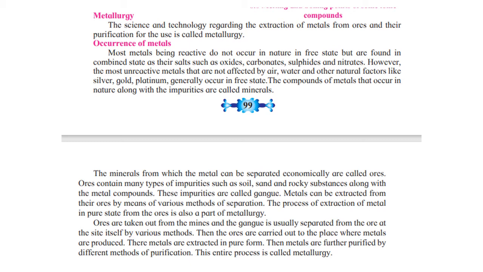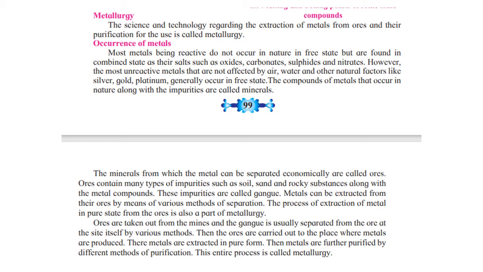Now what this means is, say for example, if you take soil of any place, it may contain some amount of iron, it may contain some amount of copper or things like that. But that doesn't mean that we start digging it up and purifying it for metal. The place where we have the maximum amount of a particular metal is called an ore. So from the ores we get the metals. Ores contain many types of impurities such as soil, sand, rocky substance, etc. These impurities are called gangue.